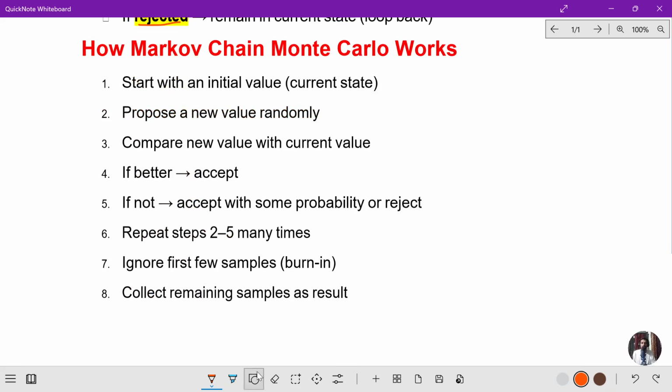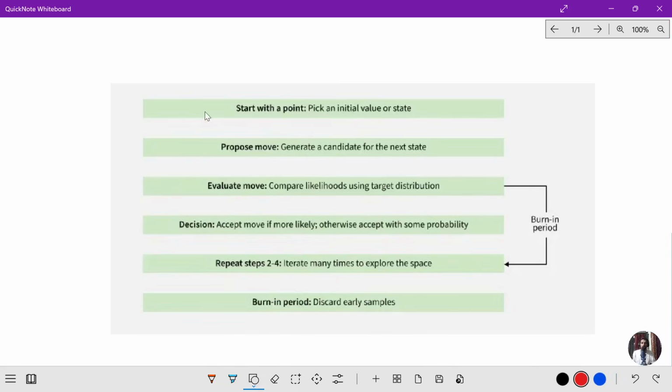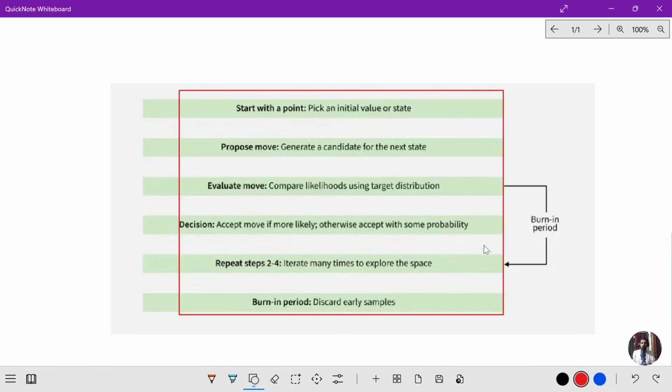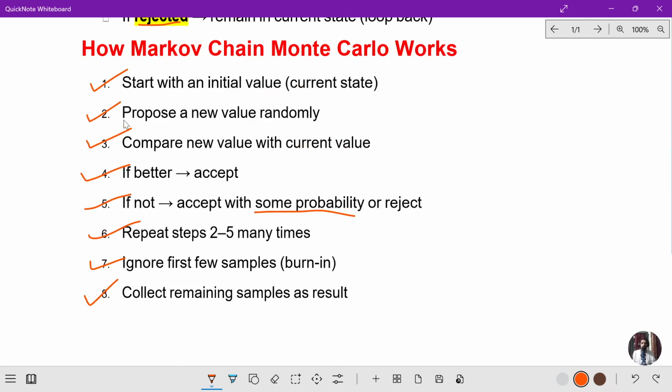There are 8 steps. First, start with an initial value. Second, propose a new value randomly. Third, compare the new value with the current. Fourth, if it is better, accept; otherwise check some probability. Then repeat steps 2 to 5, ignore the first few samples, and last, collect the remaining samples as the result. This is a flow chart related to this MCMC. Just observe this one. Now this is an important point. We will go for the algorithm. These are the algorithm steps.